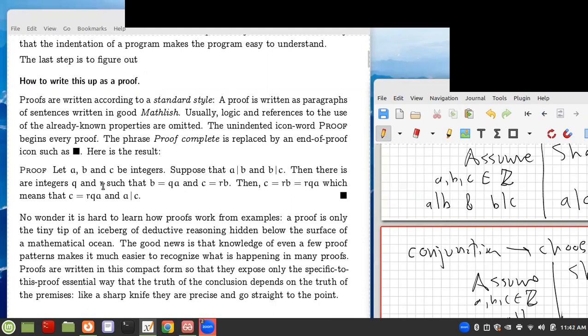Then there are integers q and r such that b equals q times a and c equals r times b. Well, that's the definitions of what we mean by a divides b and b divides c. Then we can see that c equals r times b, which equals rqa, because I'm substituting that in there, which means that c equals r times q times a, which is what we mean by a divides c. So you're done. And then every proof you formally begin with the word proof, and you end with a special symbol.